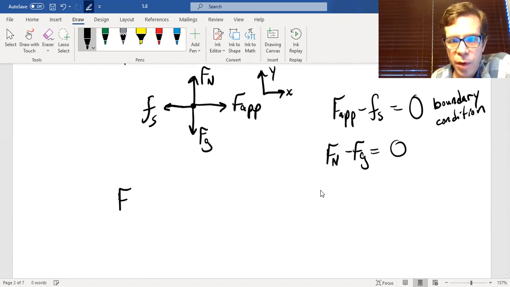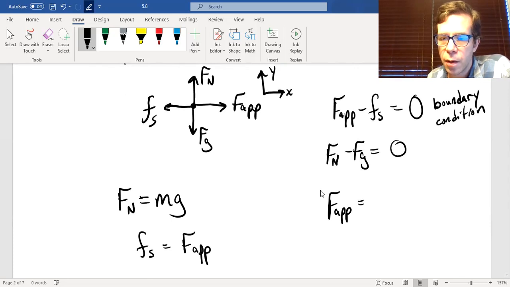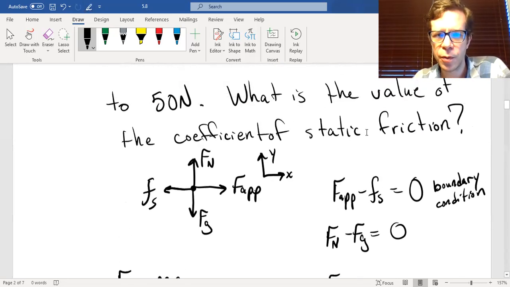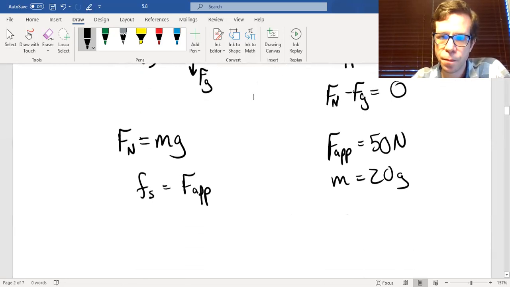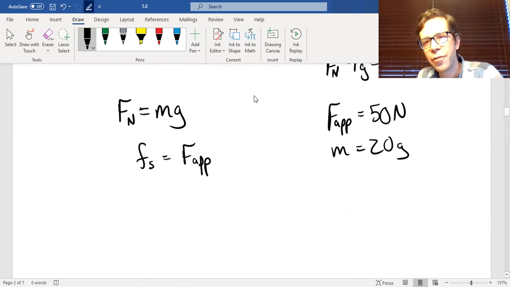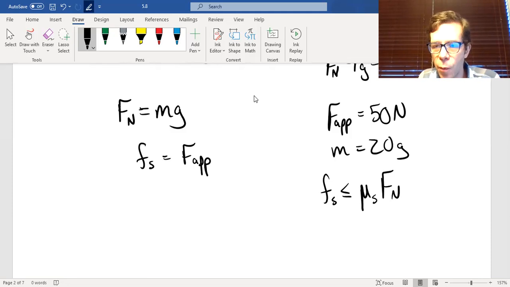So taking our y equation, we've got that the normal force is equal to mg. And from the x equation, we have that the frictional force is equal to the force applied. We're given that the force applied is 50 newtons, and that the mass is 20 kilograms. What's the other bit of information we know? We need that friction equation, right? We know that the static friction is less than or equal to the coefficient of static friction times the normal force. And we're looking for this.